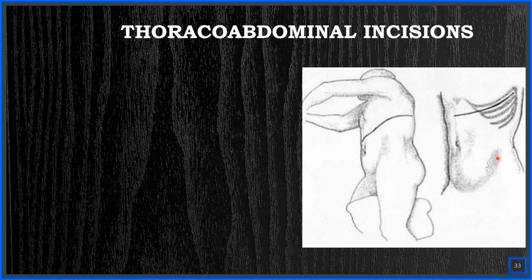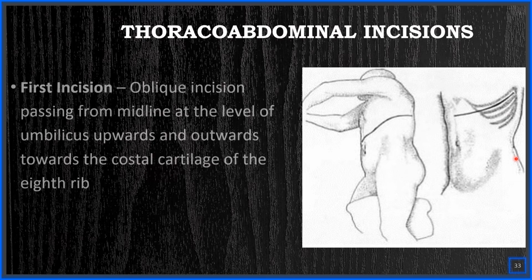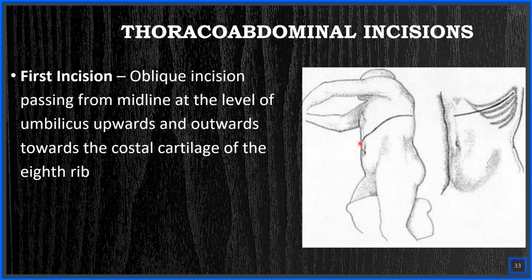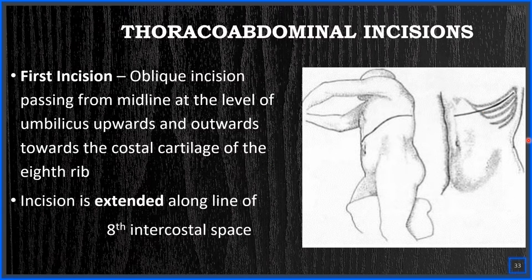This is the left thoraco-abdominal incision. You can see the first incision is an oblique incision passing from the midline at the level of umbilicus. The incision is starting at the level of umbilicus. From the midline it is starting and is extending upwards and outwards towards the costal cartilage of 8th rib, and then the incision will pass through the 8th intercostal space. So the incision is extended into the thoracic compartment along the 8th intercostal space. So that is the thoraco-abdominal incisions.